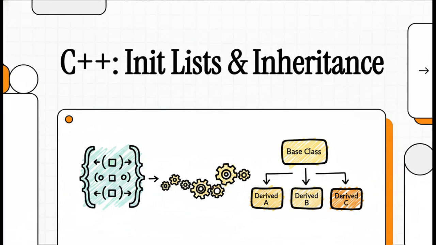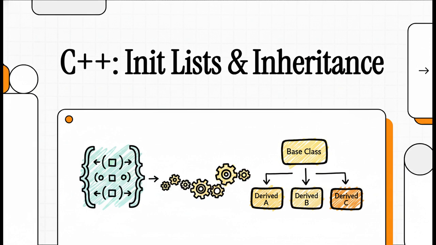Welcome to this explainer. Today, we're going to bridge the micro-level mechanics of C++ initializer lists with the macro-level architecture of inheritance. Ultimately, this is all about helping you write incredibly robust, efficient code. If you want to understand not just how these C++ features work, but exactly why they were designed this way in the first place, well, you are in the right place.